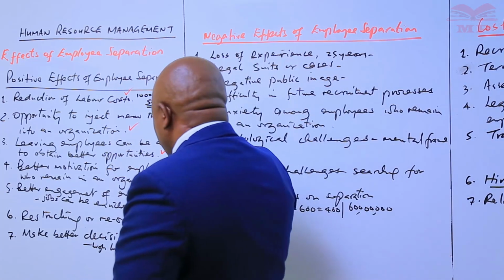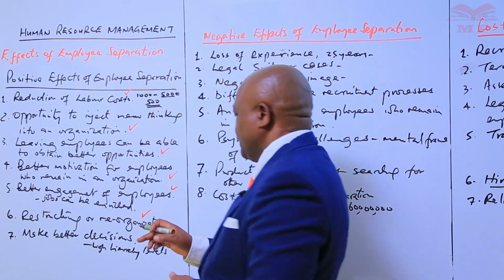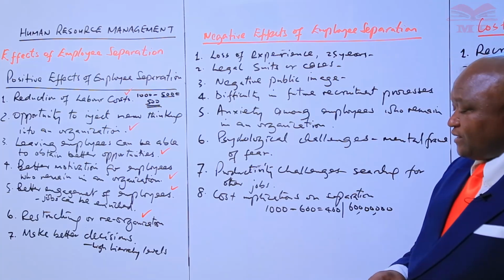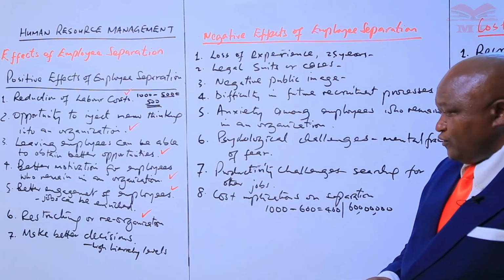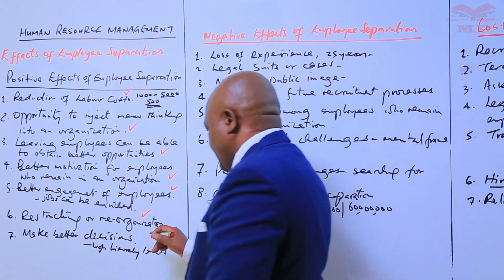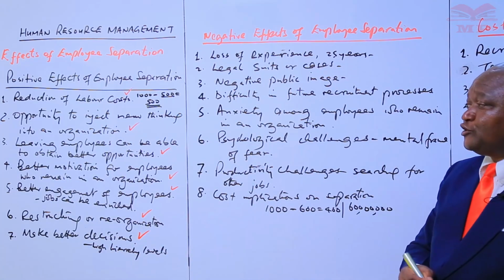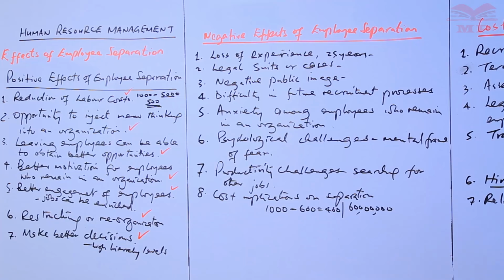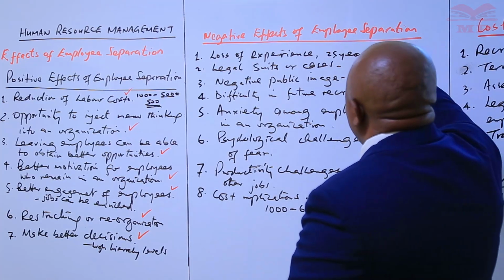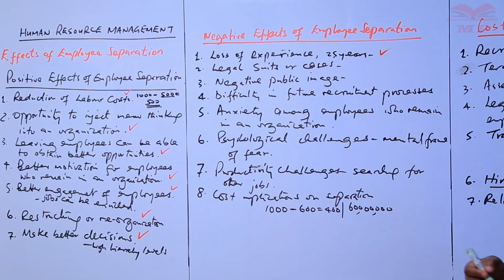And then number six, restructuring and reorganization can be done within a given setting because of the reduction of the workforce. And then number seven, an organization can be able to make better decisions and faster decisions due to the reduced hierarchy. Then when it comes to the negative effects of employee separation, number one, loss of experience. For example, an employee who has worked for 25 years, when they leave an organization, that is a big loss.